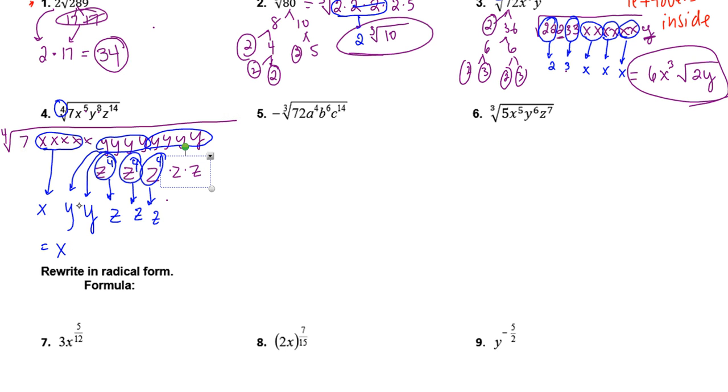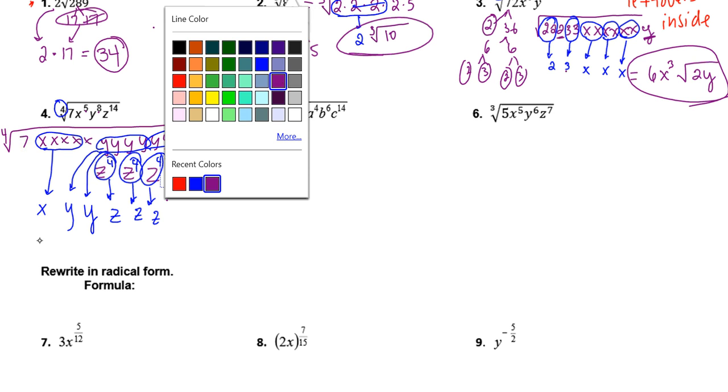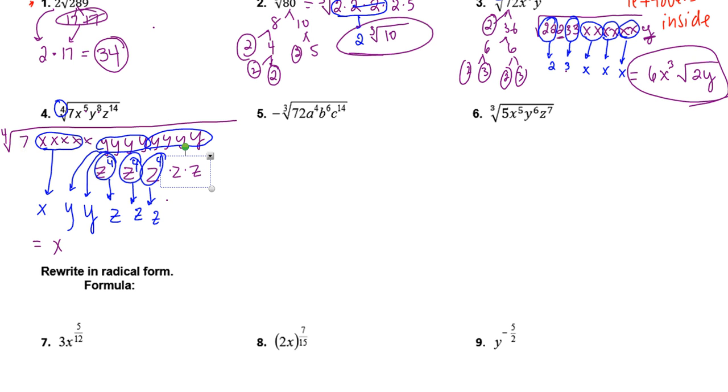Oops, this is supposed to be purple. Gotta color coordinate. So we've got 1x outside, a y squared, and 3 z's, so 3z to the third. Now we've still got people in jail. We've got this 7. We've got a single x, and then those 2 leftover z's, so z squared. And that's your final answer.